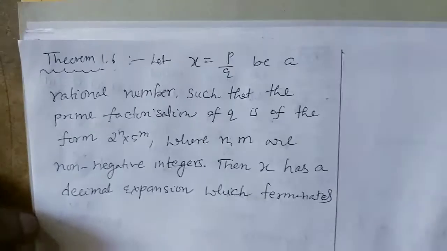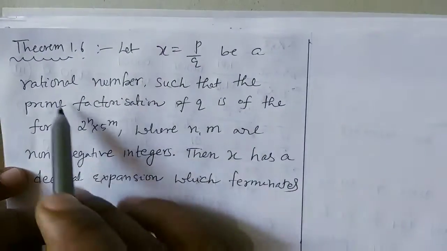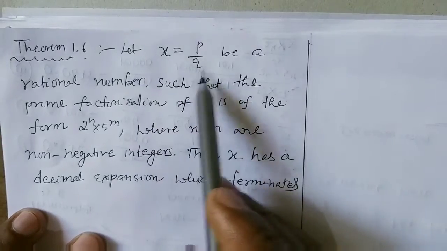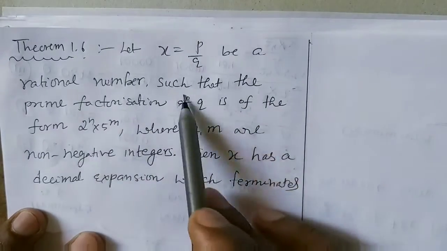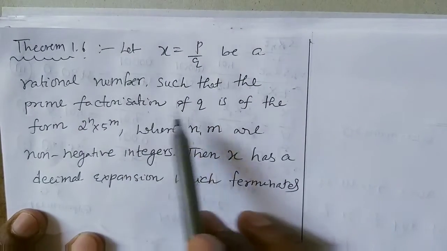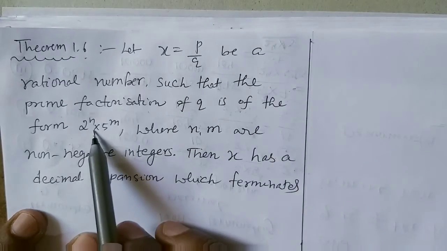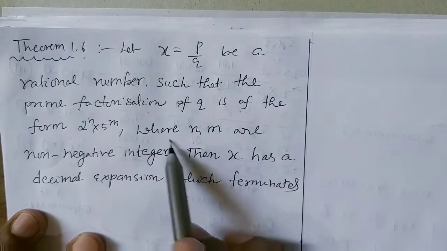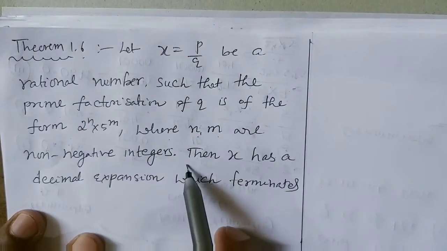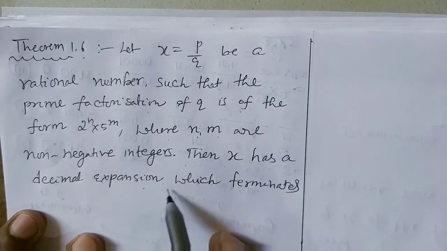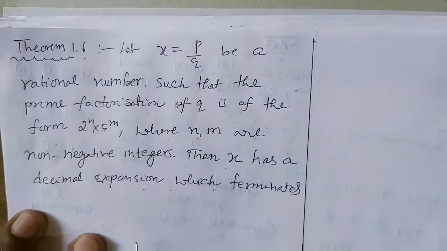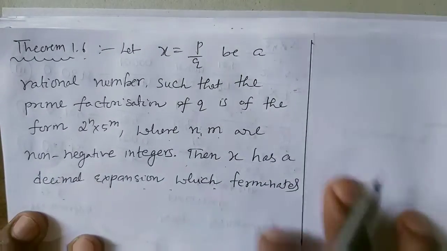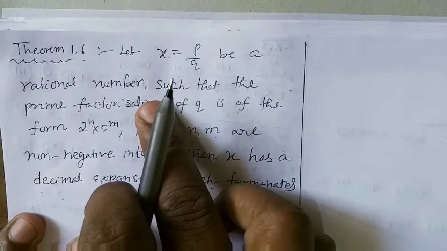1.6. What is theorem 1.6 telling? Let x equal to p by q be a rational number such that the prime factorization of q is of the form 2 power n into 5 power m, where n comma m are non-negative integers, then x has a decimal expansion which terminates. So this is the converse.